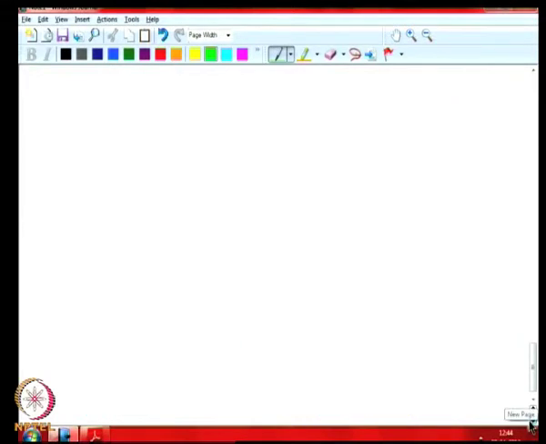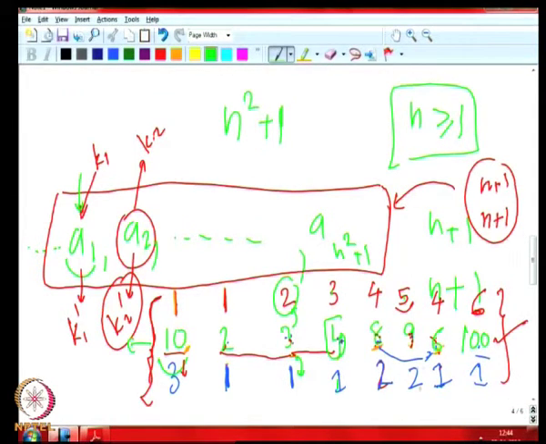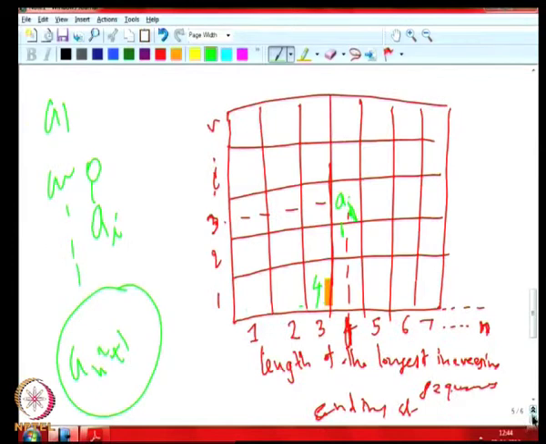For instance, this 9 was 5 above and 2 below, right. 9 will be written in (5, 2), here 9 will be written. Like that, each of these a1, a2, up to a_{n^2+1} will be written in these squares. Its column number will correspond to the length of the longest increasing sequence ending at that number, and the row number will correspond to the length of the longest decreasing sequence starting from there.